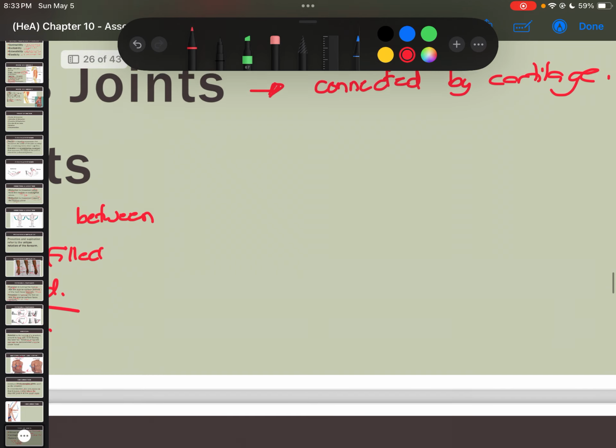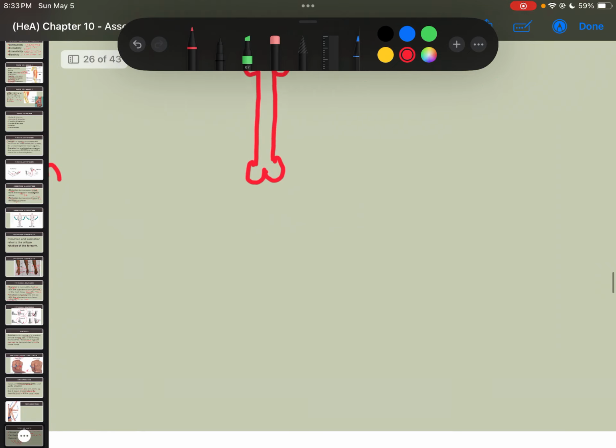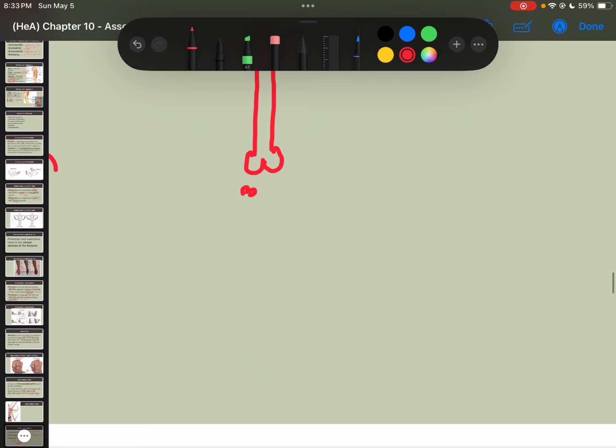Now, it looks like this. Assume that this is your humerus. And this one here is your radius. This one here is your ulna. Surrounding those two bones is a joint, a type of joint, a synovial joint. Surrounding those two bones is a capsule filled with synovial fluid.